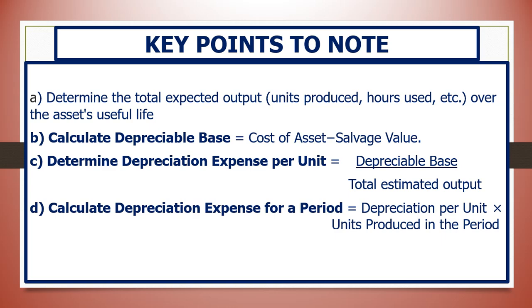There are some key points we have to note. One, we need to determine the total expected output. If we have, let's assume, a manufacturing plant, what is the expected output? What is its capacity of production? For example, in a certain period, say a year, how many units do we expect to be produced by that machine? For how many hours will it work in a full year?